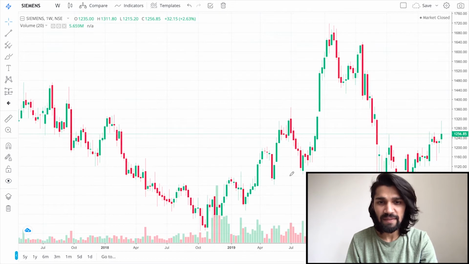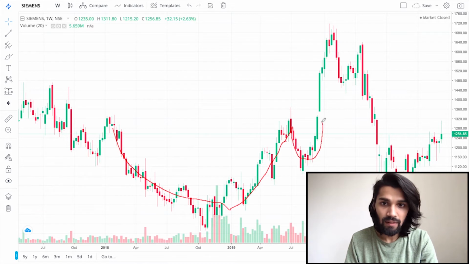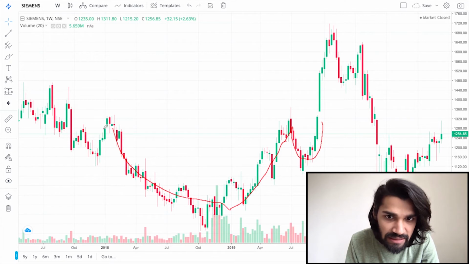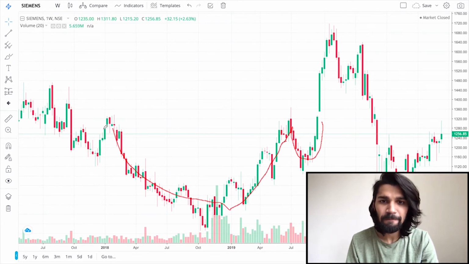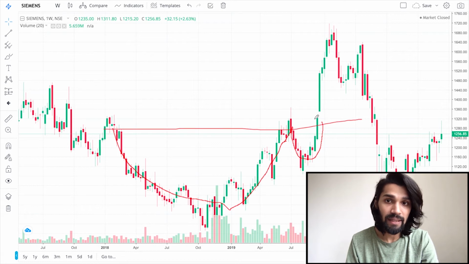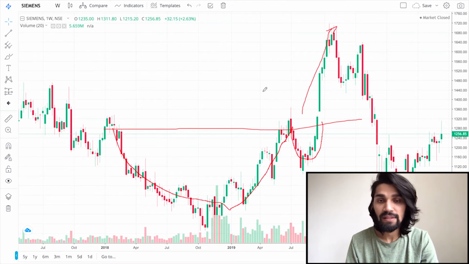This is a chart of Siemens. As you can see, the cup with handle pattern started at around 1320s, right? It went up to that level, till the support, till the resistance level, and then it created a handle, and then it broke the resistance and it went up till 1700s, right? So this was the cup with handle pattern.